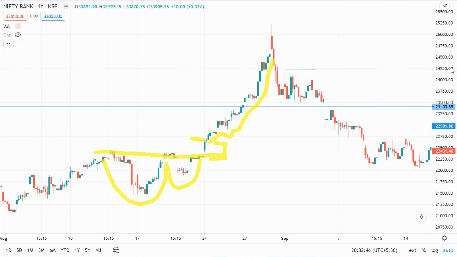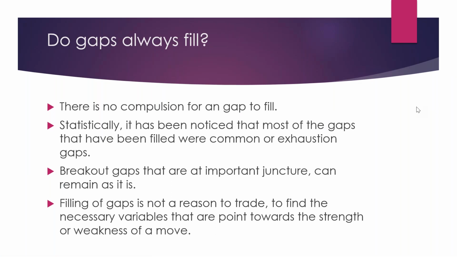Now the last part of this particular video: do gaps always fill? There is no compulsion for the gap to be filled. Let me tell you this. Statistically, and this is tested on certain markets, not every market, for one market there was a study made, and more than 70% of the gaps for a certain period of time were seen to be filling in the next few days itself.